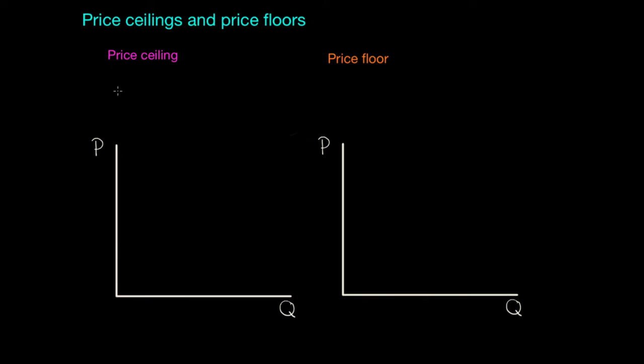But what if a government decides to intervene in a market and implement what we call price controls? There are two types of price controls that we're going to talk about in this video: price ceilings and price floors. Let's start by defining a price ceiling. A price ceiling is a maximum price imposed by the government, usually set below the equilibrium price, meant to help consumers of a good.